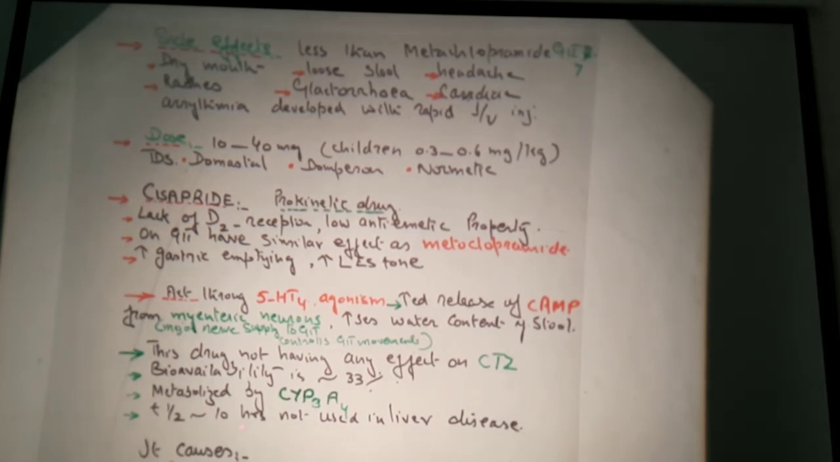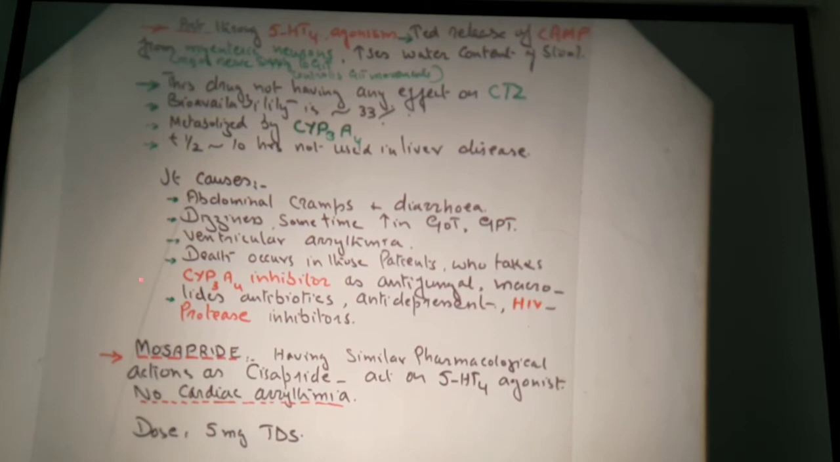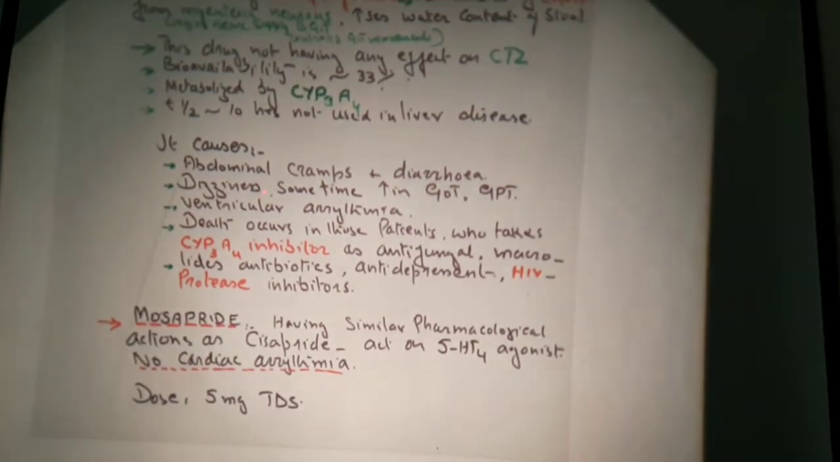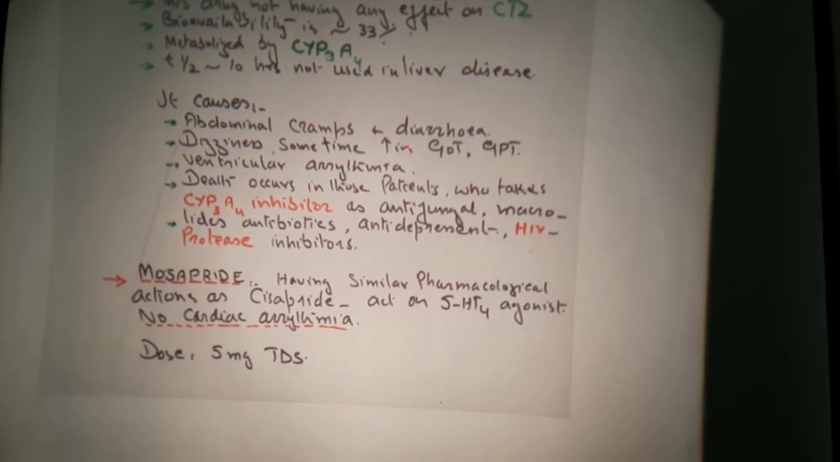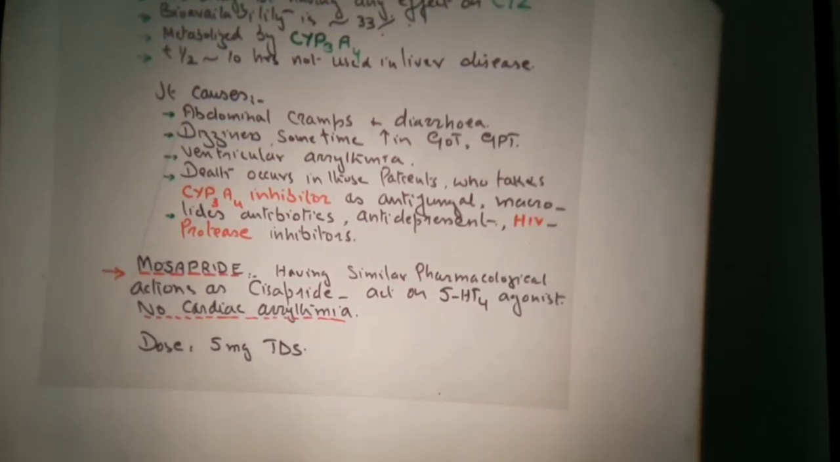T-half is less than or equal to 10 hours, not used in liver diseases. So it causes abdominal cramps, diarrhea, dizziness, sometimes increase in the GOT and GPT. What is GOT and GPT? That is glutamic oxaloacetic transaminase and glutamic pyruvic transaminase. These are the two enzymes which come under the heading of the enzyme transaminases, GOT and GPT.